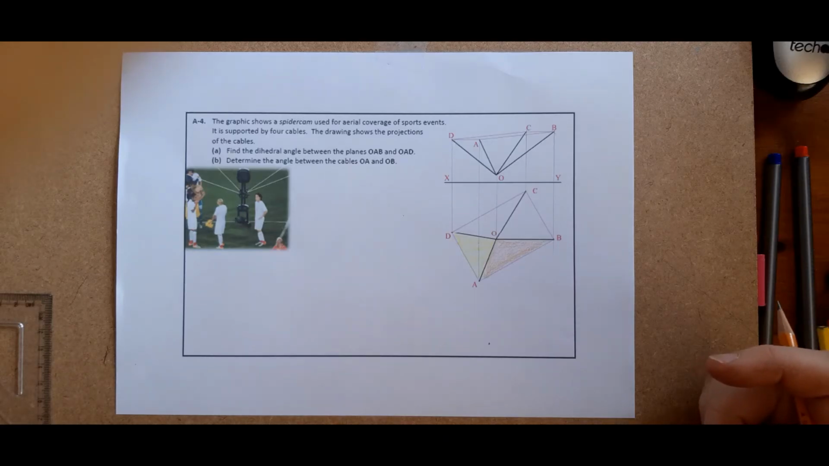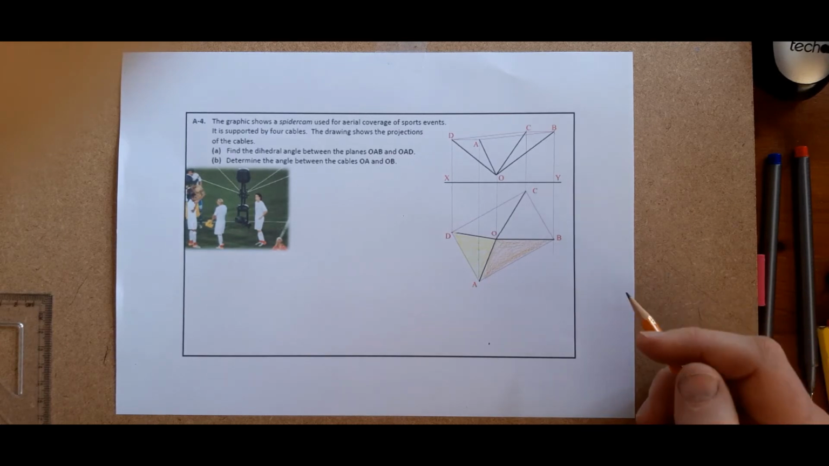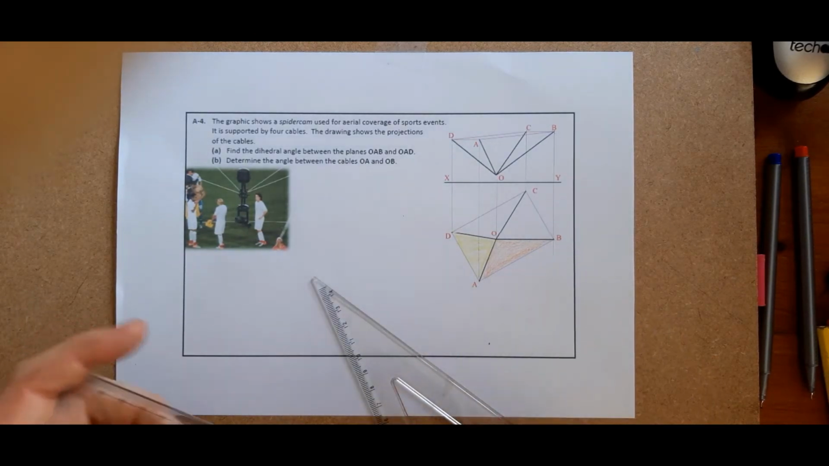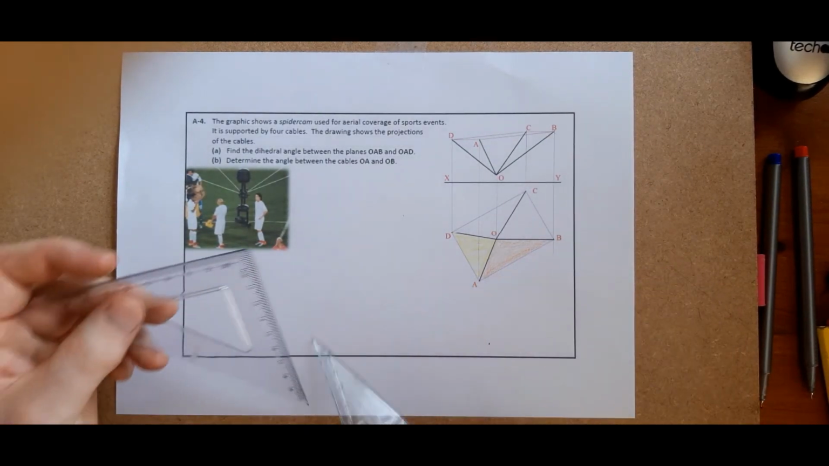Question 4. The graphic shows a Spidercam used for aerial coverage of sports events. It is supported by 4 cables. The drawing shows the projections of these cables. So part A, find the dihedral angle between the planes OAB and OAD. Well, I've coloured them in just to make them stand out there. So here we have the line of intersection OA.